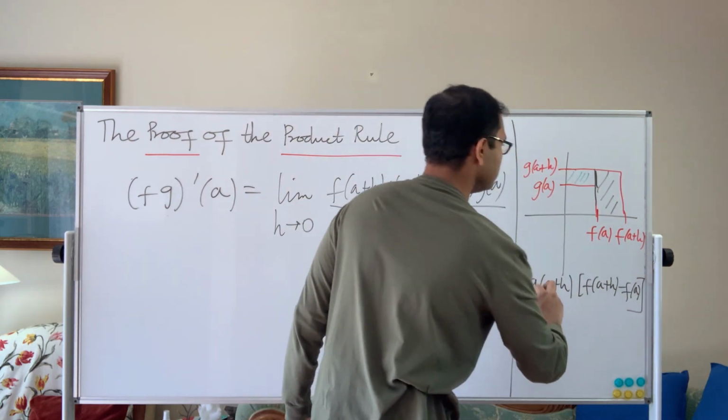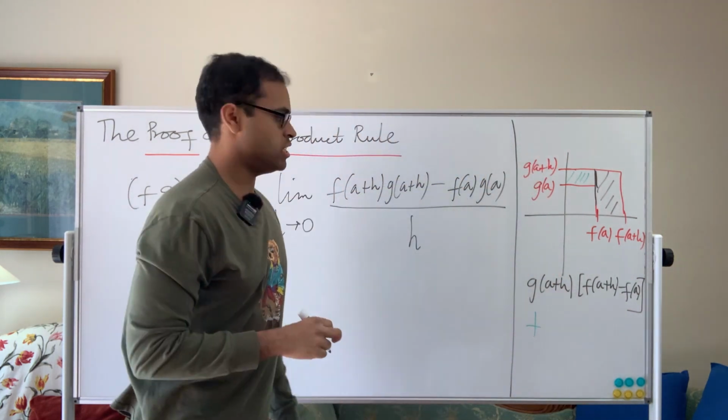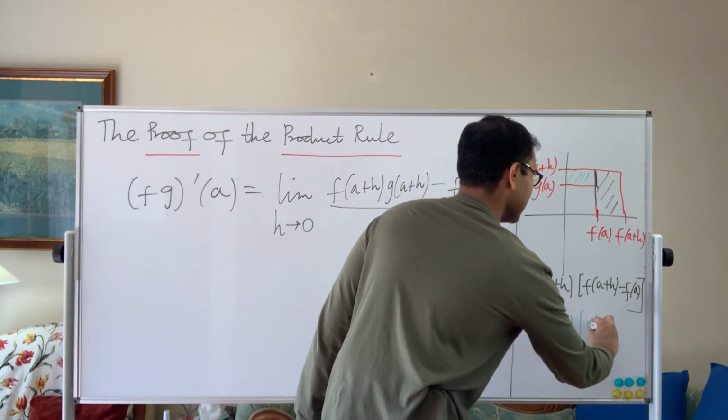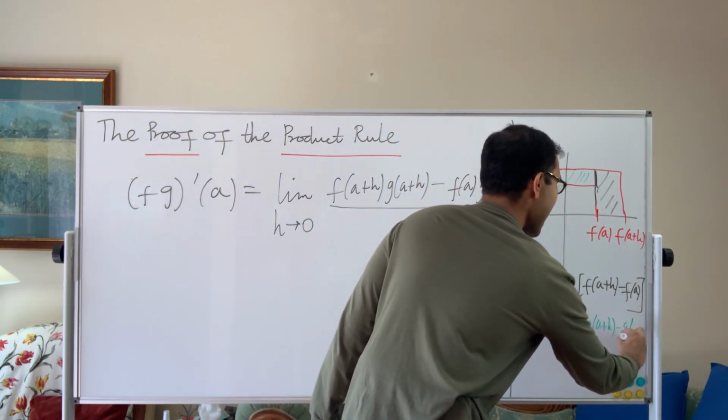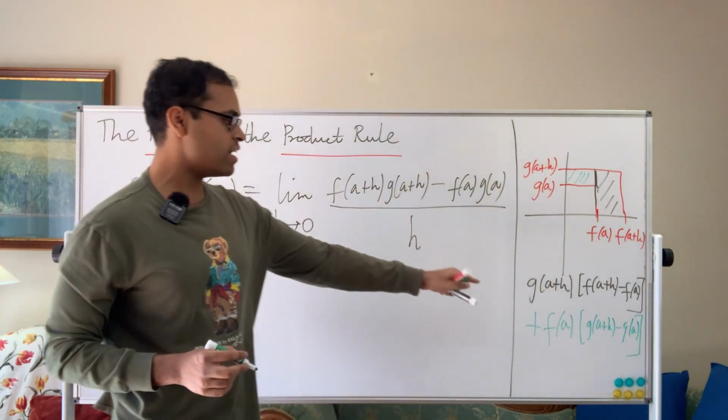That's going to equal, the base is going to be f of a, and the height is g of a plus h minus g of a. Okay, so we're going to get f of a times g of a plus h minus g of a. And this schematic suggests to us that actually this numerator here is equal to that.